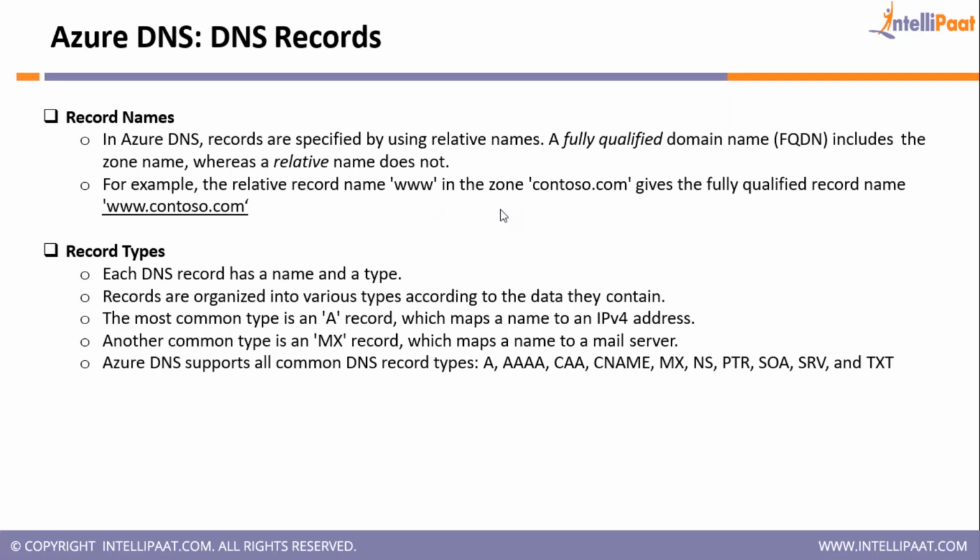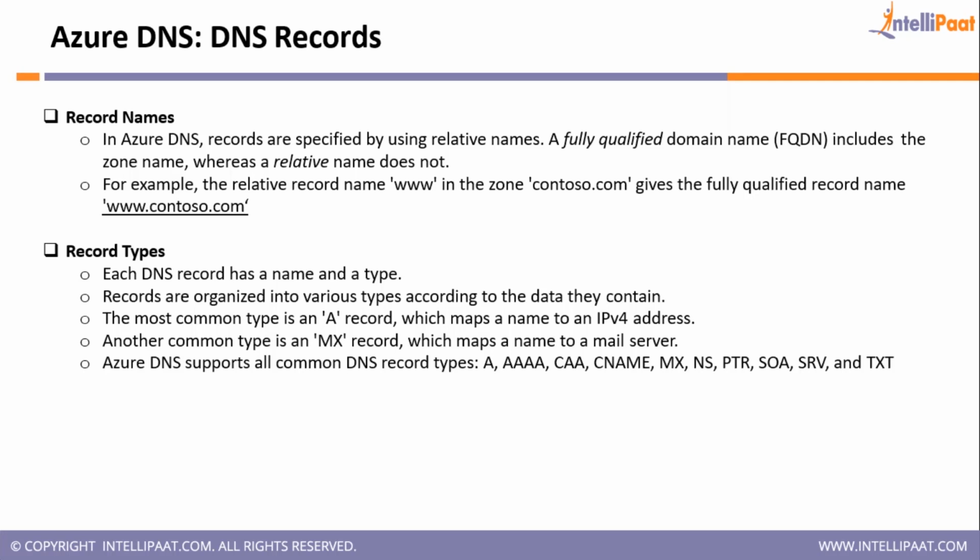So what types of records can we have in Azure DNS? We can see that in the last line, but in essence, a DNS record has a name and a type. So it's very obvious. As you can see in the last line, there are many types of DNS records you can create, and then you assign a name to it. Records are organized into various types according to the data they contain. We will see in the next slide a quite detailed description of different record types. Different record types pertain to different services or data that they contain.